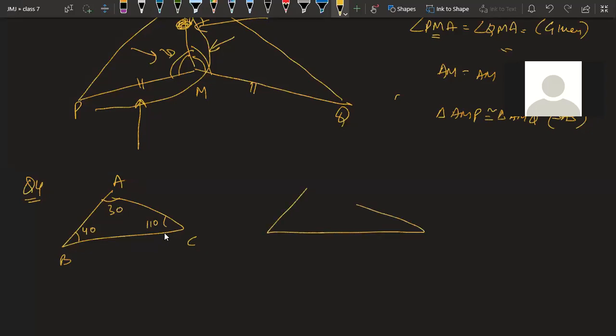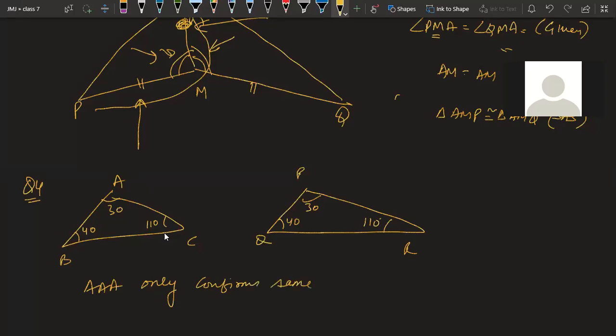And similarly, one more triangle is there, PQR. Angle P is 30, angle Q is 40, angle R is 110. Class, please tell me, are these two triangles congruent? Are these two triangles congruent by AAA? AAA is not a criteria. We have already discussed this thing before. AAA is not a criteria.